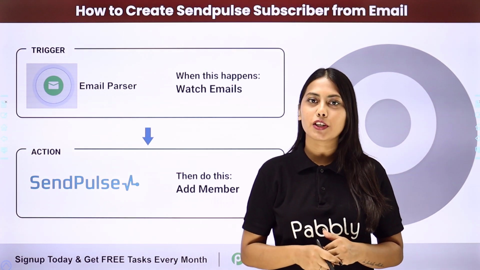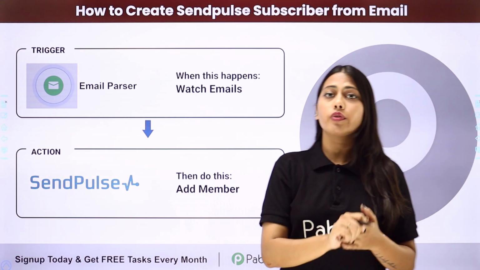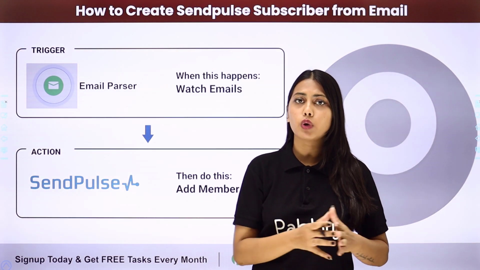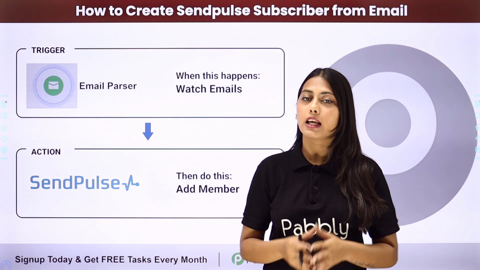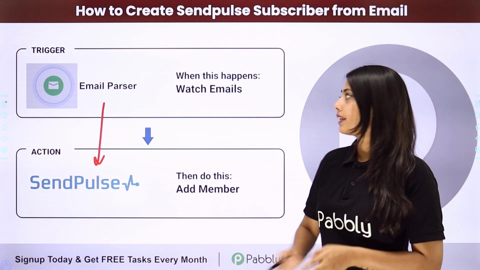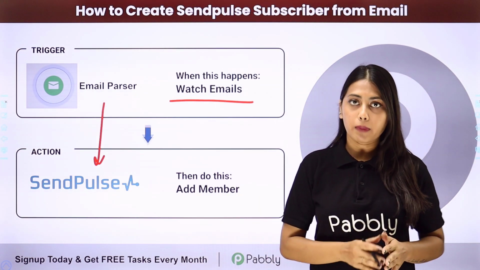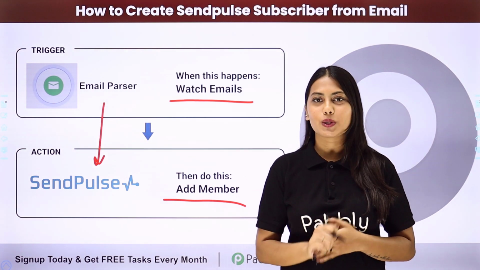Hello everyone, in this video we are going to learn how to create Sendpulse subscribers from email. So whenever a customer sends an email to you, you are going to create a member in your Sendpulse. We are going to create this integration with the help of Pabbly Connect, where we will integrate these two applications. Here our trigger will be watch emails using email parser, and our action will be to add member in Sendpulse. Let us learn how to do that.